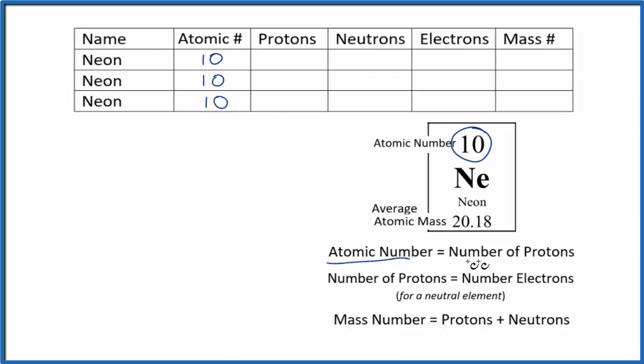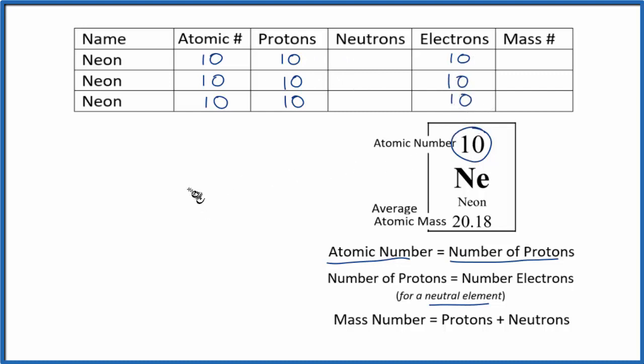The atomic number is also equal to the number of protons. So each isotope of neon will have 10 protons. The number of protons, the atomic number, that's what makes neon neon. If we have a neutral element, and neon's a noble gas, so it's always going to be neutral, like all of the elements on the periodic table, the number of protons equals the number of electrons. So we have 10 protons, 10 electrons, and that doesn't matter which isotope of neon we're talking about either.